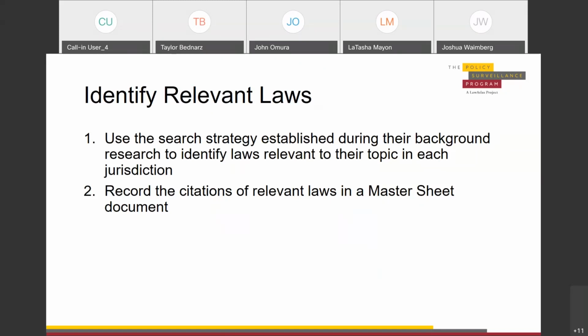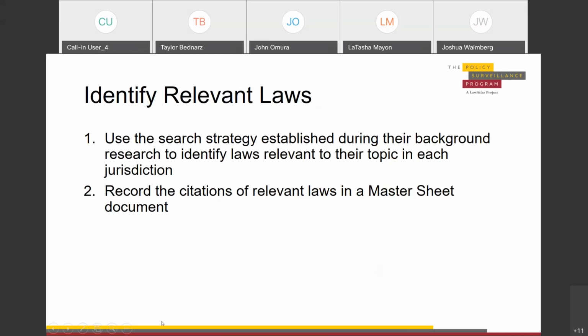Additionally, remember that some jurisdictions may organize and structure their law differently than others, so different search strategies may be needed for different jurisdictions. And then finally, remember to keep track of your search strategy and to memorialize it in the research protocol.